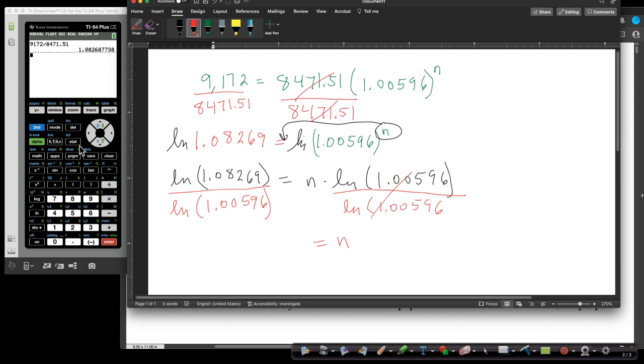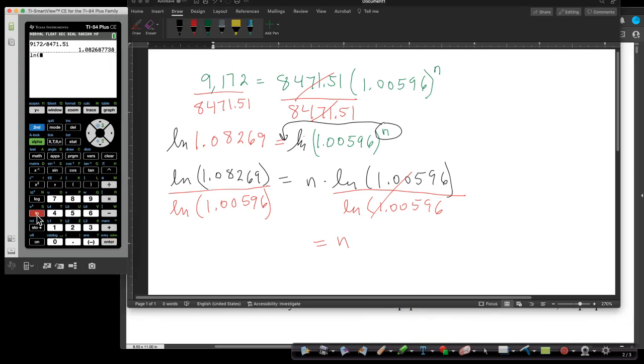Come over to the calculator. We're going to take the natural log, that's ln right here. And notice it gives us the parentheses, so that's good. 1.0826. Now it's very sensitive to decimals. If we enter something wrong, then it's not going to work so well. Divided by natural log 1.00596.